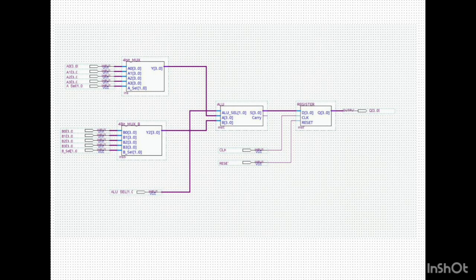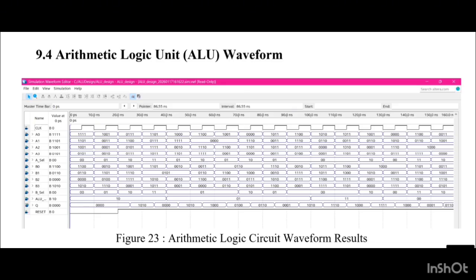So finally, the waveform result. In the waveform result, as we can see, A0, A1, A2, A3, B0, B1, B2, B3 are random 4-bit values. The operation proceeds as follows: the first stage is the multiplexer, the second stage is the adder or subtractor, and the third stage is the resettable register. At the third stage, the result from the adder or subtractor is used as input for the register, which is built using positive edge triggered D flip-flops.